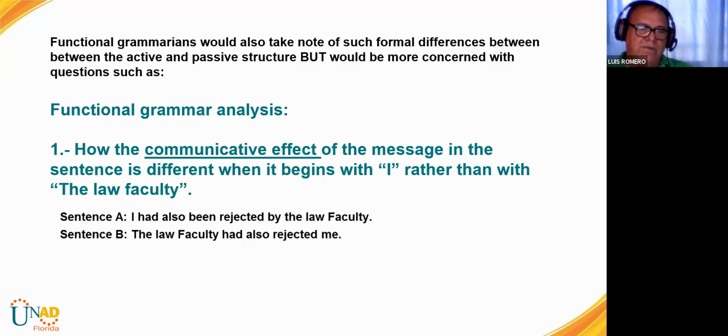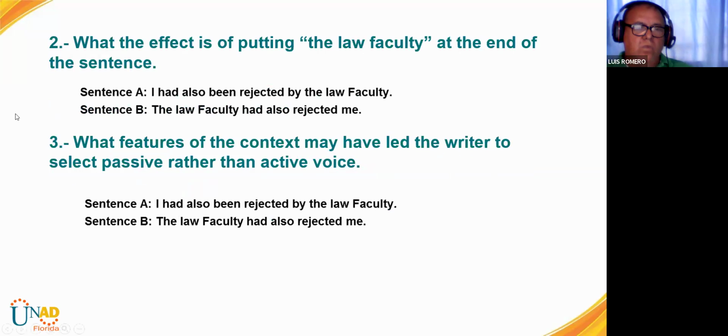Let's see another example. Two, what the effect is of putting the law faculty at the end of the sentence. For instance, here you have, I had also been rejected by the law faculty. There is a purpose of the writer to put the law faculty as the agent of the sentence and not at the beginning. And number three, what features of the context may have led the writer to select passive rather than active voice?